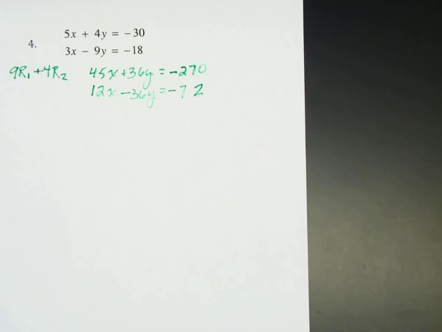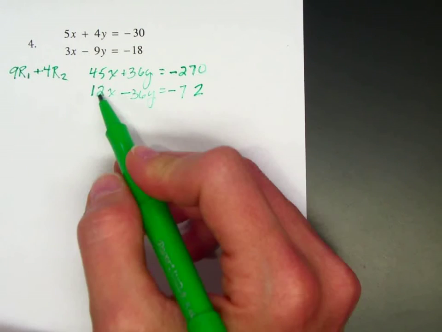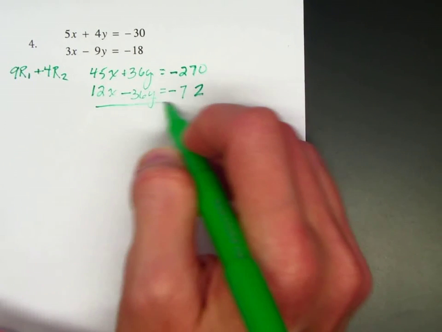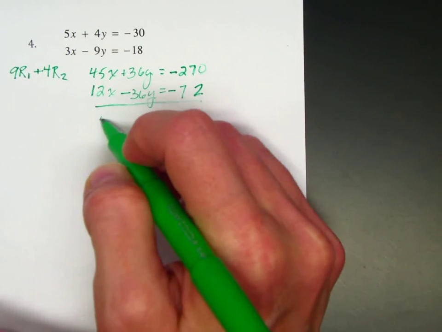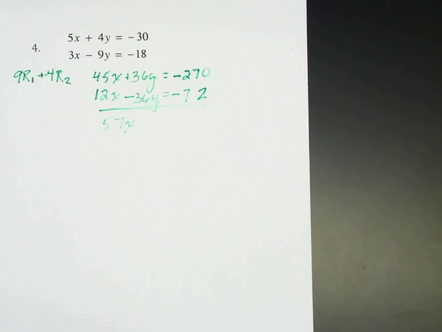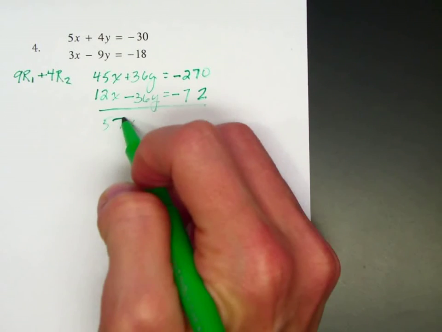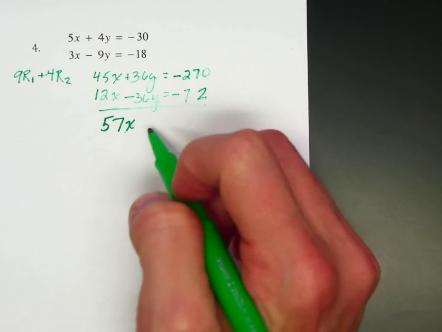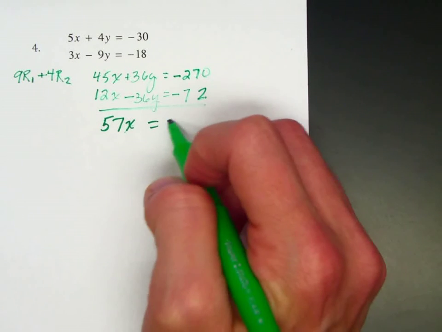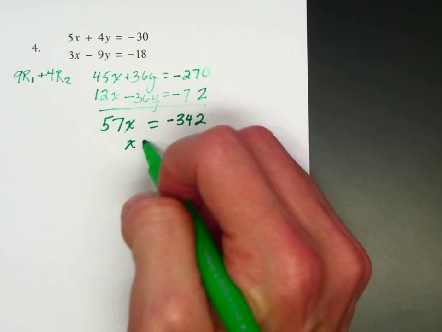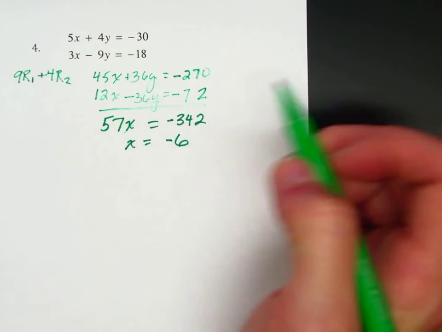Okay. So then 45 plus 12 is going to be 57x, and then equals, this is going to become negative 342. Divide both sides by 57, and x is negative 6.